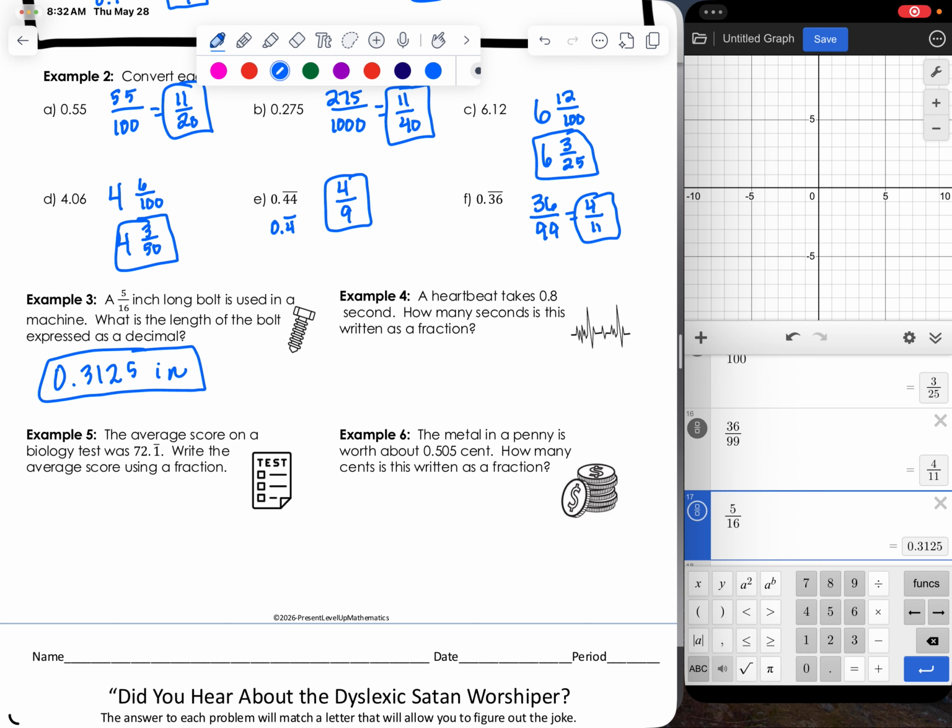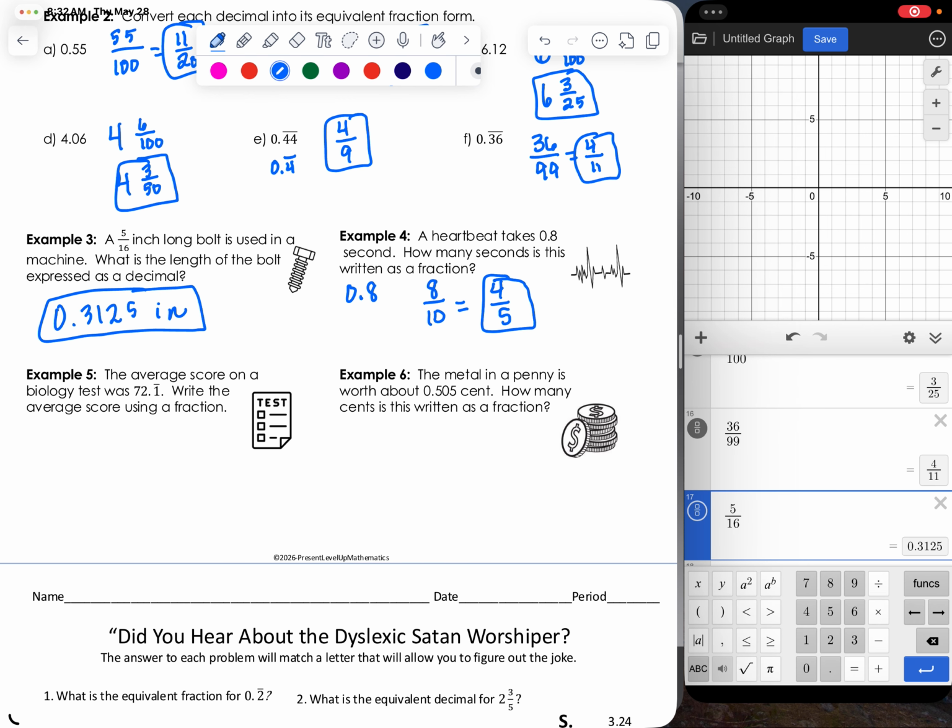Example 4. A heartbeat takes 0.8 seconds. How many seconds is this written as a fraction? So 0.8. This is a terminating decimal. So our numerator is 8, and it's one number after the decimal, so that would be the tenths place. And then I can reduce that by dividing those both by 2. So 4/5 of a second.